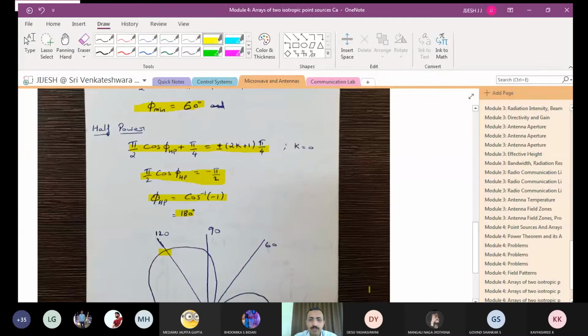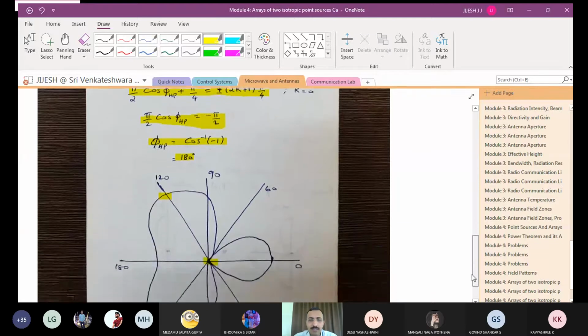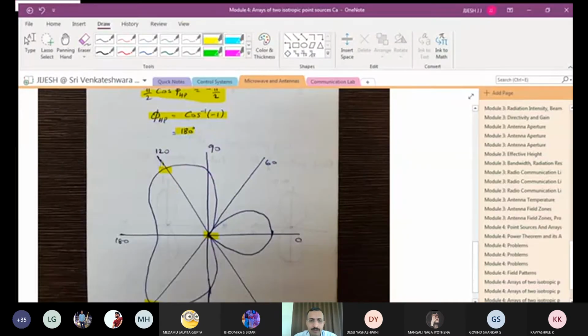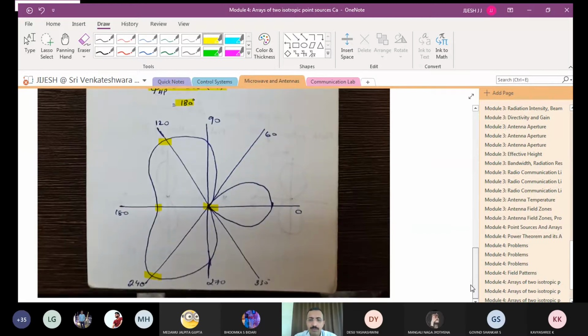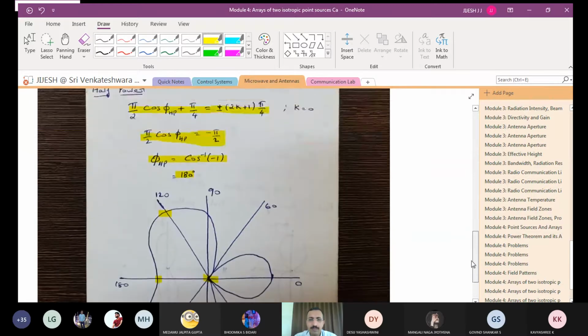Half power means you have to slightly draw inside to what you have drawn for the maximum value. If you are drawing the maximum value here, this you have to slightly draw inside. So you will be getting the half power value at 180 degree at this point. So you are going to get all the points there, and then you have to just draw with free hands. So you'll be getting the pattern in this shape. And you also know that pattern symmetry has to be there, so we are drawing the other side as well. So this is how the pattern will be in the case of case 3.